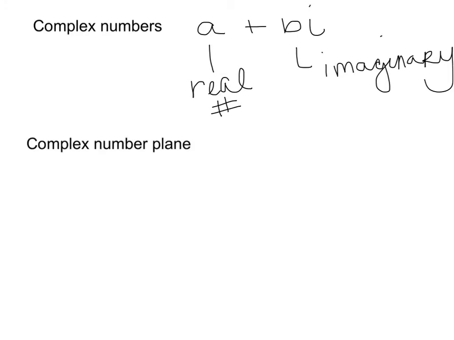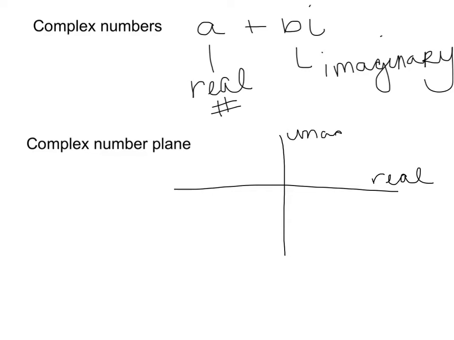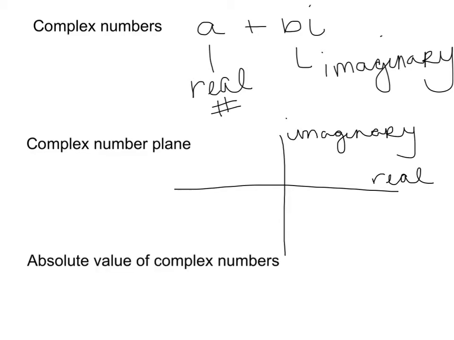We can also graph complex numbers. So instead of having the coordinate plane x and y, we now have the real axis and the imaginary axis. The absolute value of complex numbers is going to find the distance from the origin to the point that lies in the complex number plane.